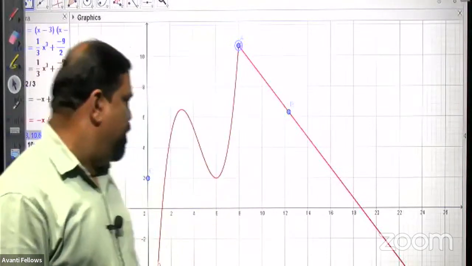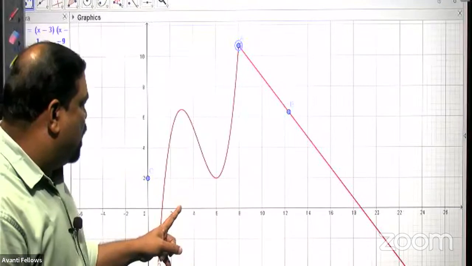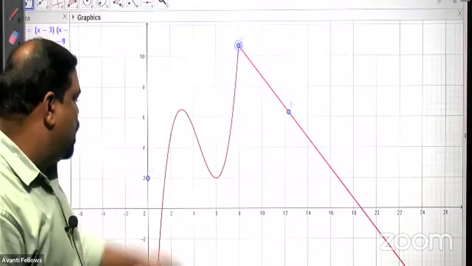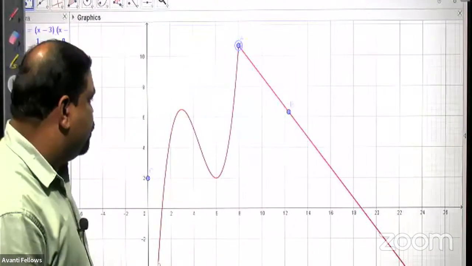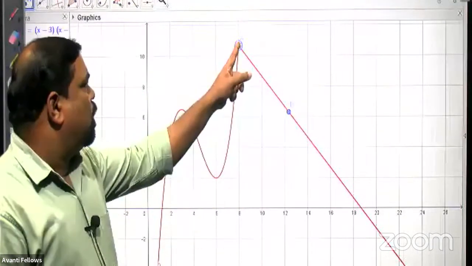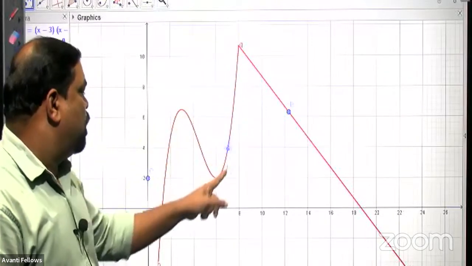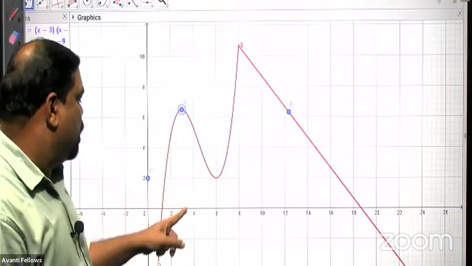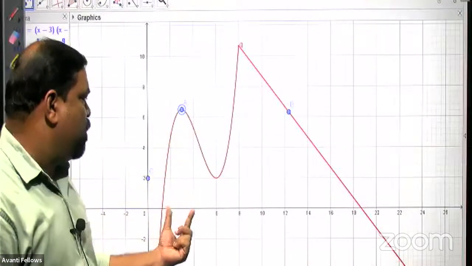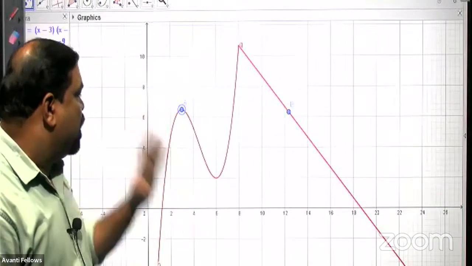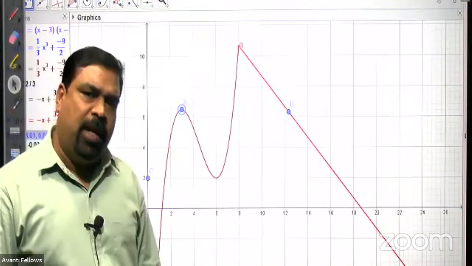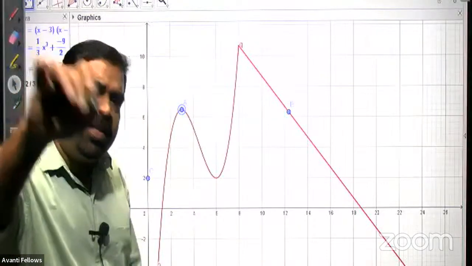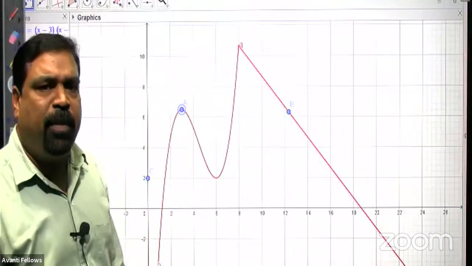Very clearly, at the point 3, the function attains a local maximum, around this point actually, in between the middle of 2 and 4, which means 3 only. So at the point 3, this function attains a local maximum. Very clearly from the graph, you can observe that. Now, how can calculus be applied here?